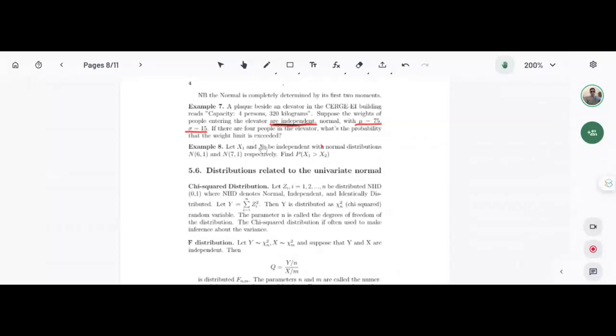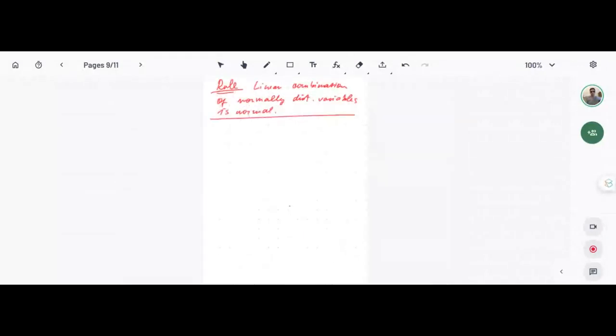And suppose 4 people entering the elevator. What is the probability that the weight limit is exceeded? So I have 4 random variables. X1 is the first person's weight. X2 is the second person's weight. X3 is the random variable for the third person's weight, plus the fourth person's weight. We know that this is the total weight.